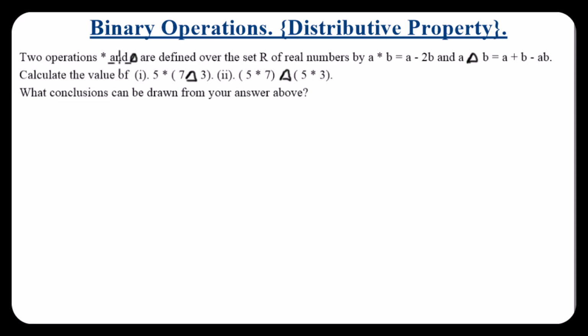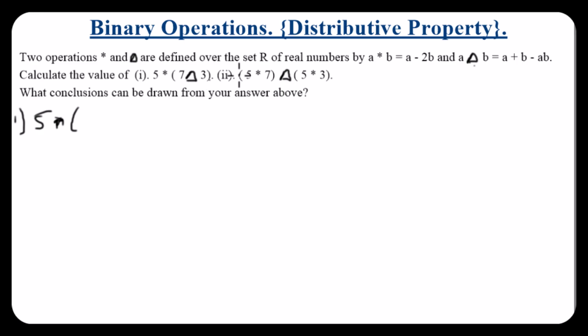But this time around, we're given two operations that have been defined. We've defined A star B, and then we've defined A delta B. All right, so let's take our first part. For the first one, we're having 5 star. This time around, we'll just solve directly inside of the parentheses.